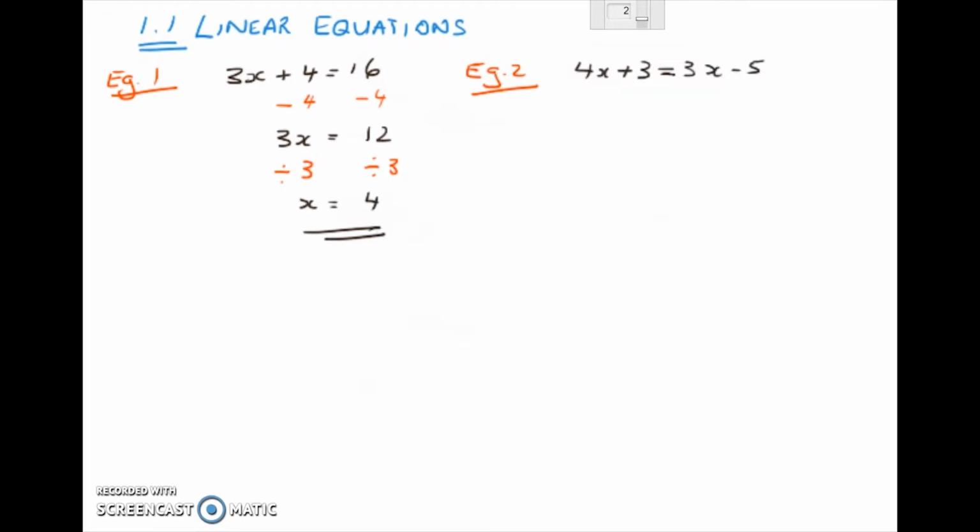With our second example, we've got 4x plus 3 equals 3x minus 5. Normally, the way I would approach this is to collect all my variables onto the one side, but the order doesn't really matter. So in this case, just to show you that the order doesn't matter as long as you're following the rules, I'm going to collect all my constant terms to the one side first. Because I want my variables on the left-hand side, I'm going to collect my constant terms to the right-hand side. On the left we have plus 3, so we need to subtract 3 from both sides, leaving us with 4x on the left-hand side and 3x minus 8 on the right-hand side.